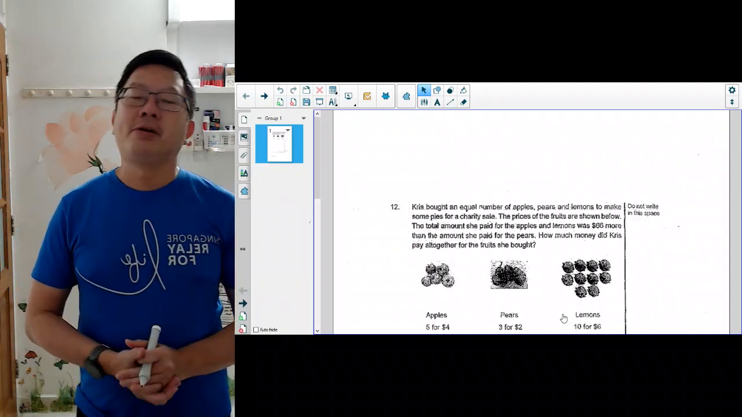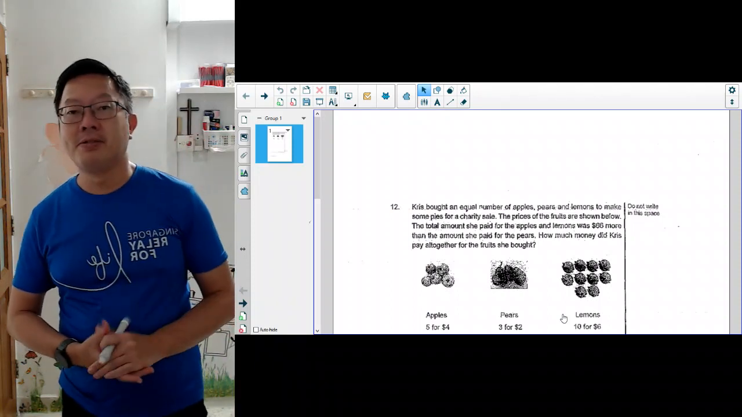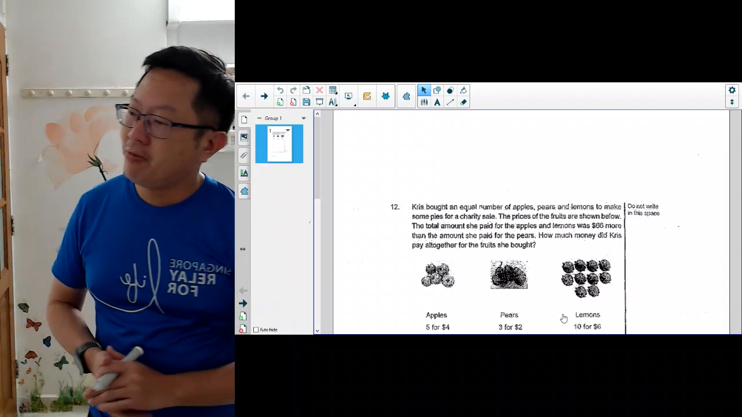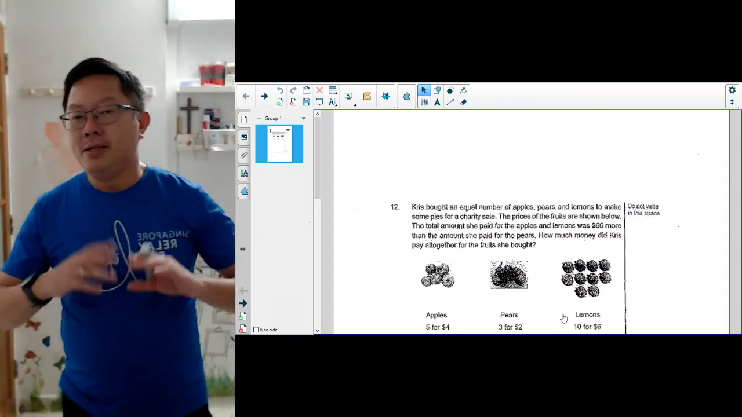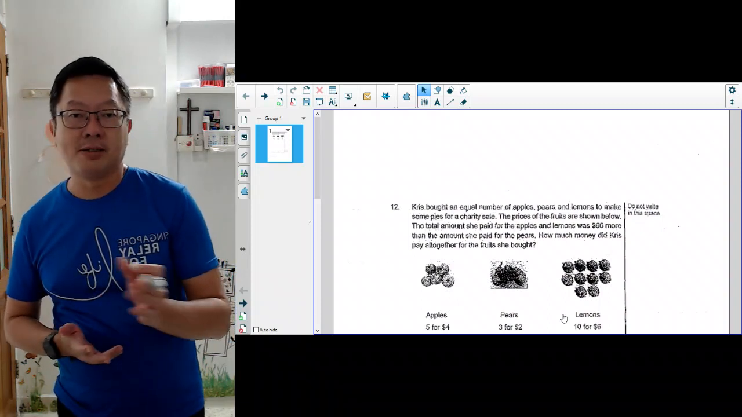Now today we are going to look at another school exam paper, which is River Valley, SA1 2019. So we are going to look at question 12. In this whole lesson we are looking at methods, what kind of methods we can use to solve different kinds of problem.